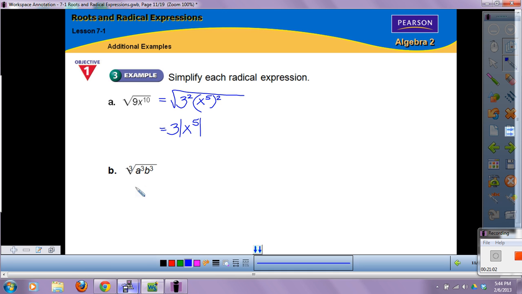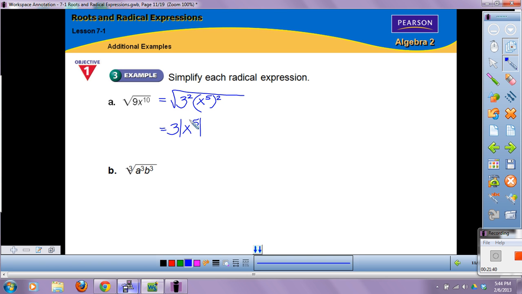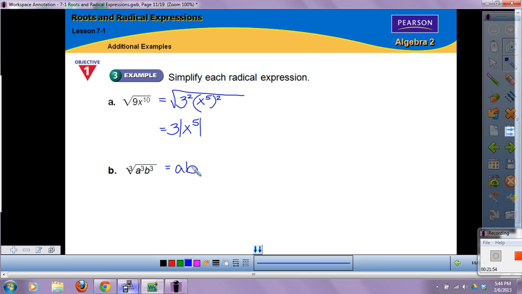Thankfully, it doesn't matter if your index is odd, because keep in mind, we can take the cube root, the 5th root, the 7th root, we can take an odd index root of anything, positive, negative, doesn't matter. So it only matters, like this was saying, it only matters if your n is even. It only matters if your index is even. Then we have to worry about letting people know that this can't be a negative number. So if we're taking the cube root of a cubed times b cubed, the cube root of a cubed, well, that's just a, and the cube root of b cubed is just b. And this could be negative, because you can take the cube root of a negative. So we don't worry with those absolute value signs there.